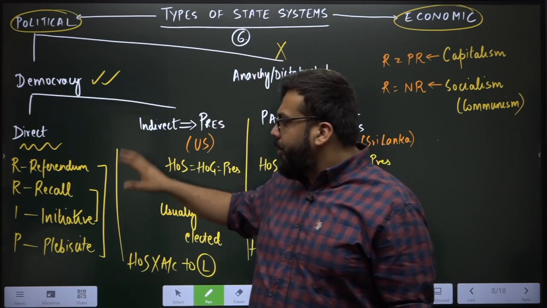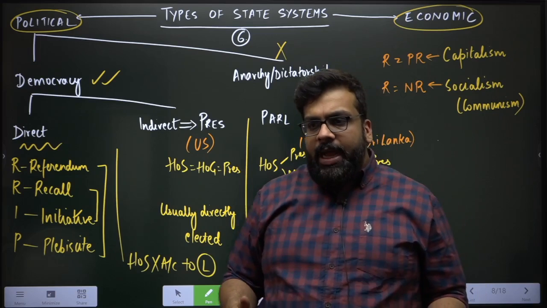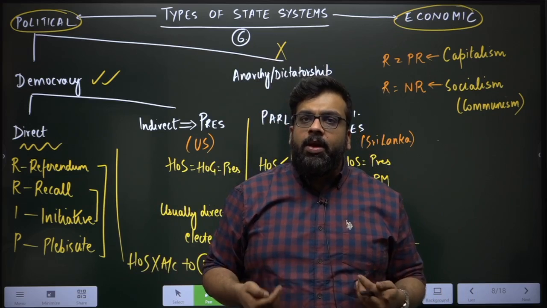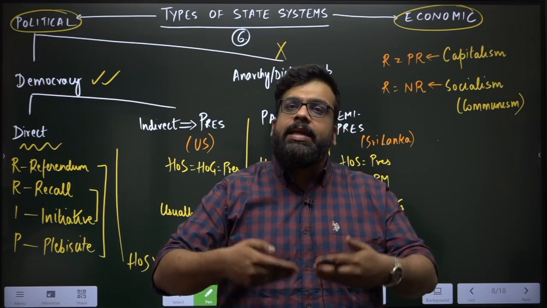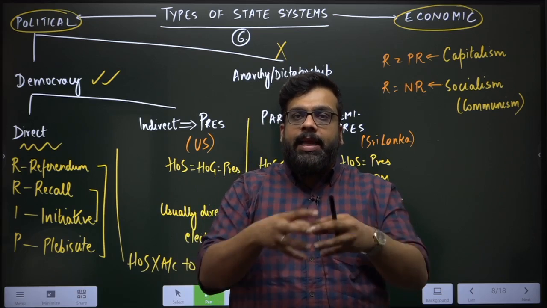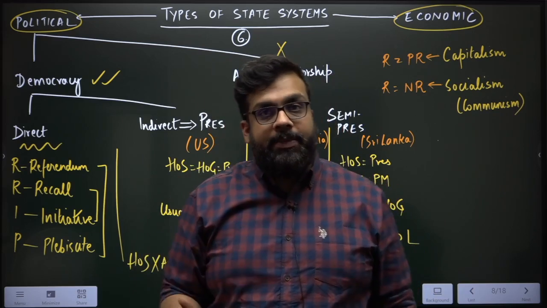And what is common to referendum, recall, initiative and plebiscite is that either people are telling the government something or the government is directly asking the people something. But the decisions are in and around the people, and that's what makes a democracy a direct democracy.